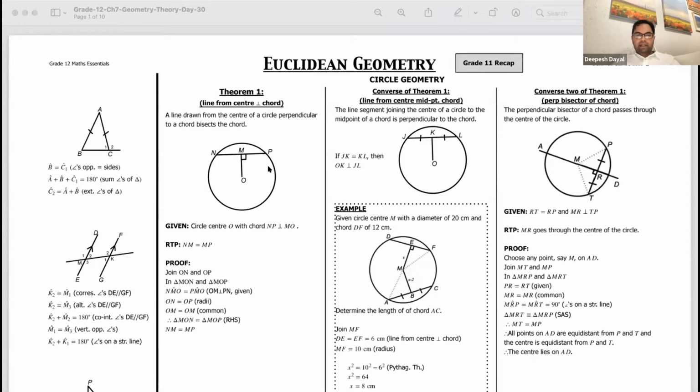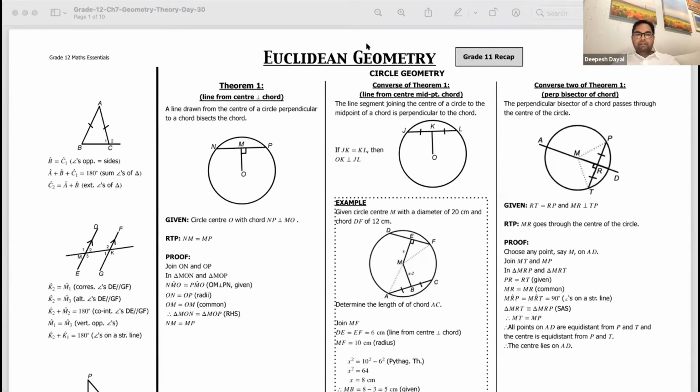Okay, so let's quickly run through the theorems. And maybe if you can write them down quickly, that would be really great, right? But I'm not going to give you too much time to write it down because we want to look at questions. But if you can write them very quickly, theorem 1, line from center perpendicular to chord. That's theorem 1, right? So we've got a line from the center and it's perpendicular to the chord. So that means the chord is cut in half like that, right? Okay, so that's the first one.